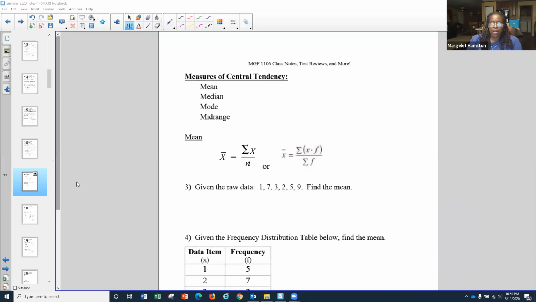All right, so here we are looking at page 17. We're moving into measures of central tendency, where we are going to start looking at how our data is going to be used, again, with our frequency table and then in other ways. Measures of central tendency look at where the middle of the data is. These four forms are what we're going to focus on.